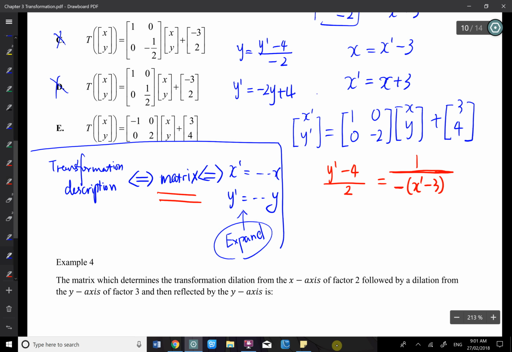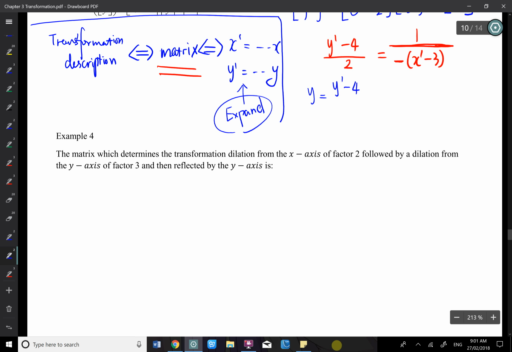And then we have y equals y dash minus 4 over 2 and x equals minus bracket x dash minus 3. So y dash equals 2y plus 4 and x dash equals negative x plus 3.